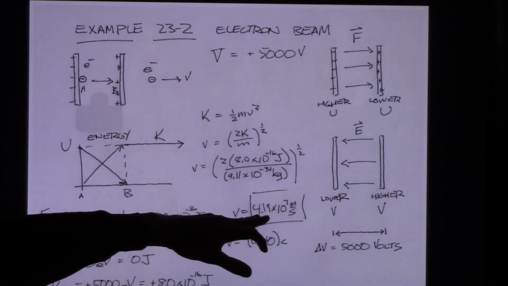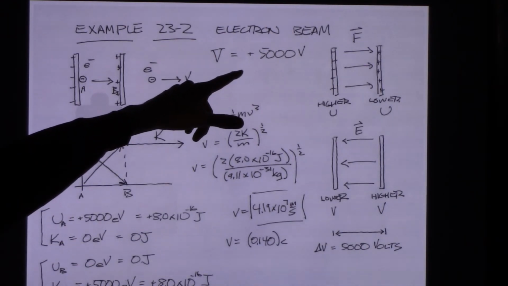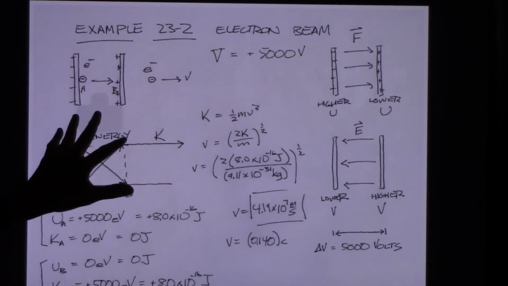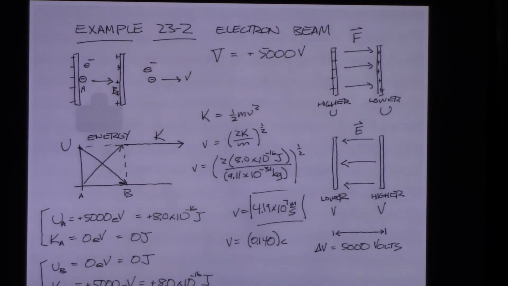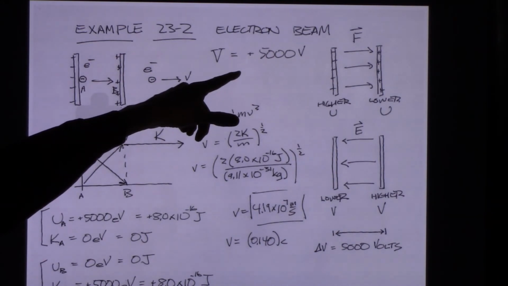When I calculated that number, it says that this 5,000 volts that we set up between the two plates is enough to get the electrons moving 4.19 times 10 to the 7th. That's like 42 million meters per second. That's really fast, right? Back in Physics 4A, we just didn't have speeds like this. But when you're generating beams of electrons or protons or whatever, we do have particles moving at these really, really high speeds.